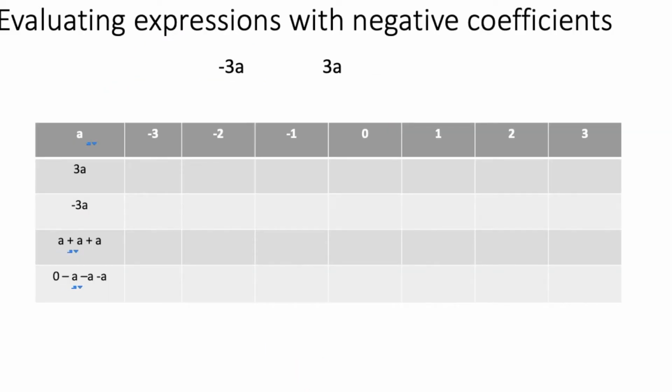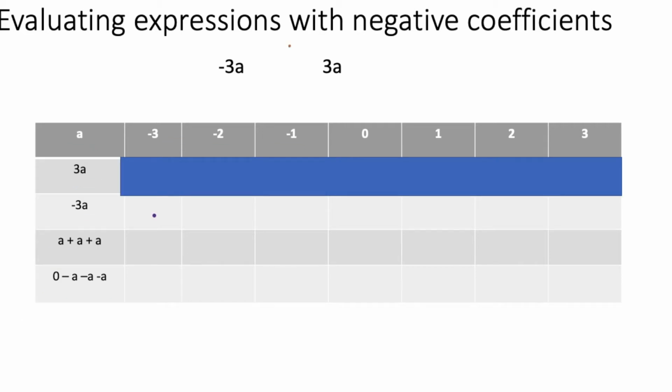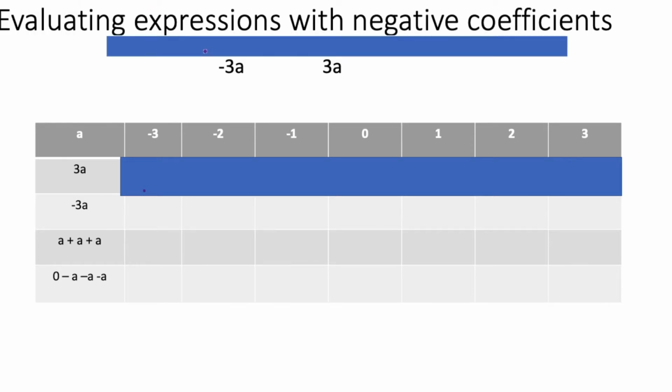Okay, I'm looking at this chart here, and I'm evaluating expressions with negative coefficients. So I'm just looking for a pattern here. This is what A is going to be equal to all the way across. And then notice that this one here is positive and this one here is negative. This one here is positive, and these are subtracting from 0, so becoming more negative, so more to the left in the number line.